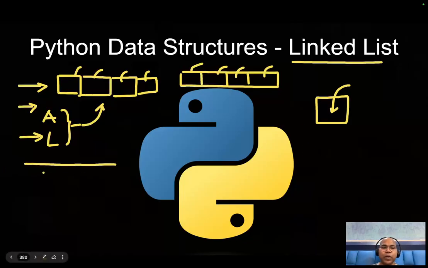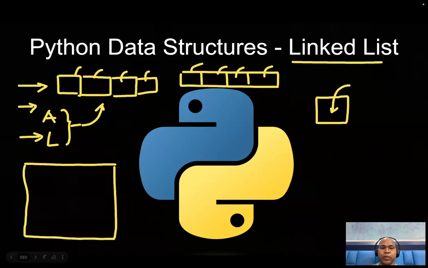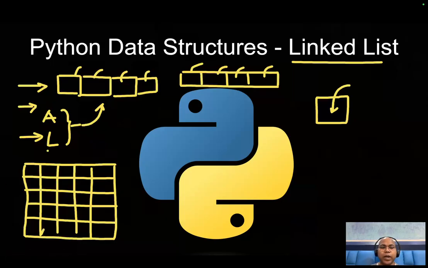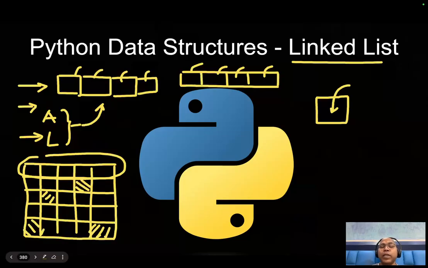Let us take an example. This is our memory space. The memory has a chunk of blocks, and each block contains some data. In the case of an array, we need contiguous blocks to be available here. But in the case of a linked list, maybe one element is stored here, another element is stored here, another element may be stored here, depending upon the available space.